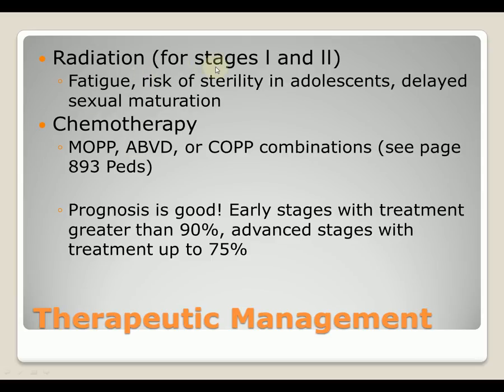Radiation for stage 1 and stage 2. You're going to see fatigue, risk of sterility in adolescence, and delayed sexual maturation. Chemotherapy will be MOPP, ABVD, or COPP combinations, and these are listed in your PED book.